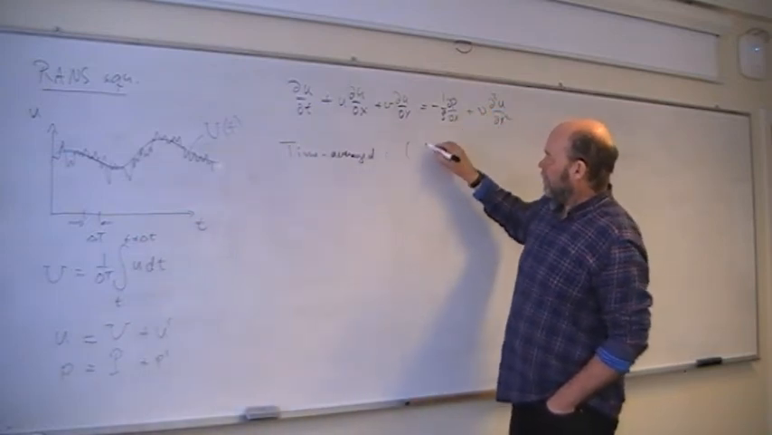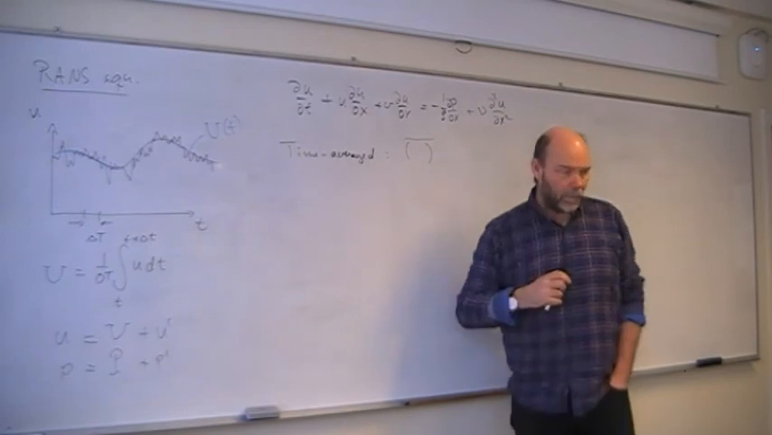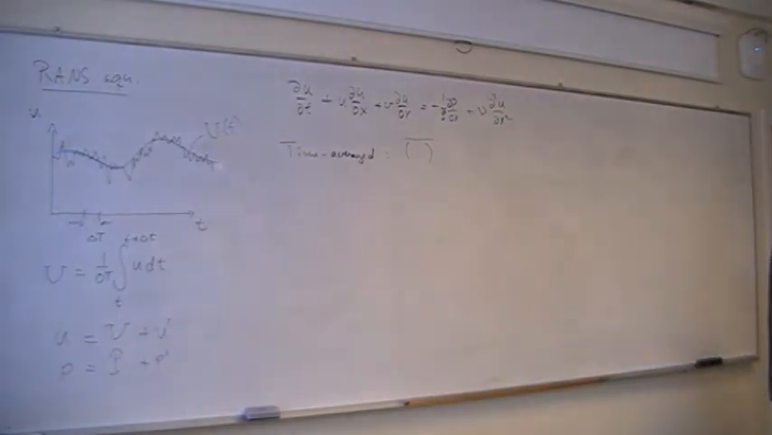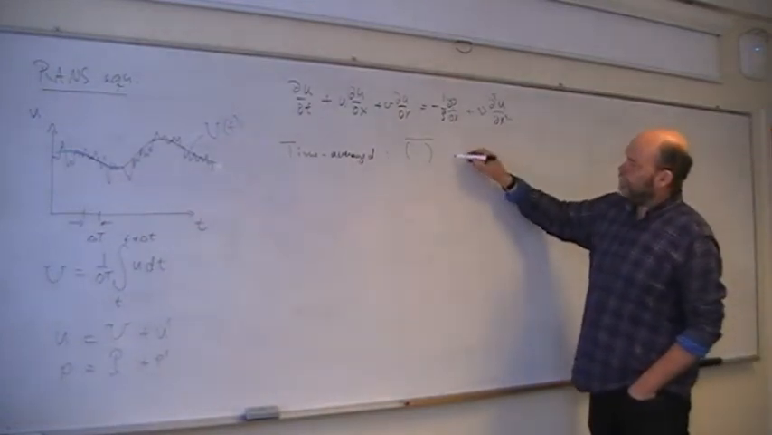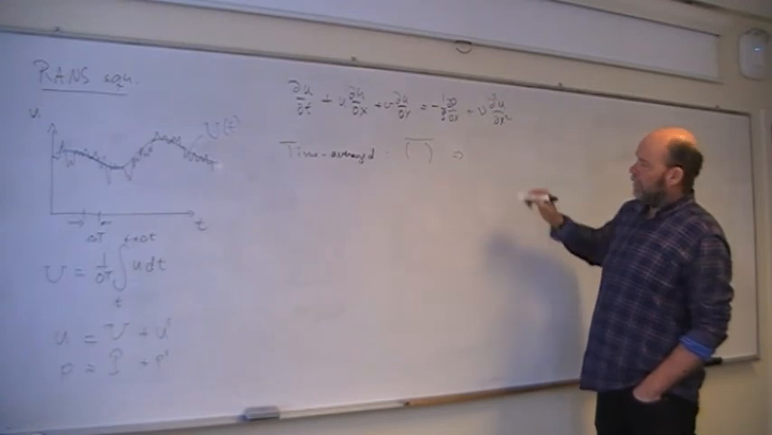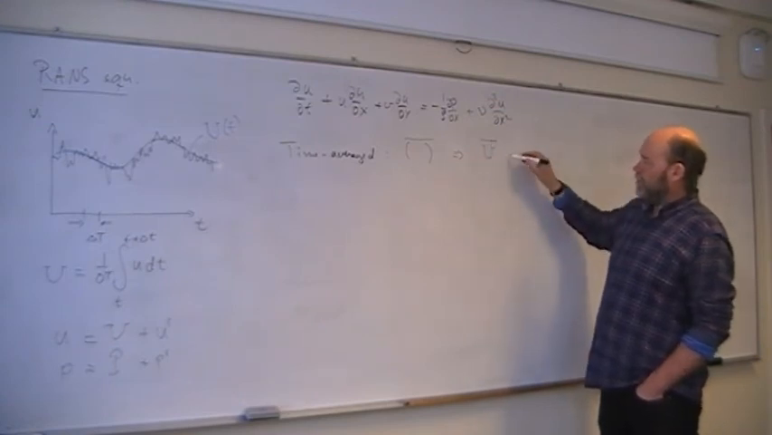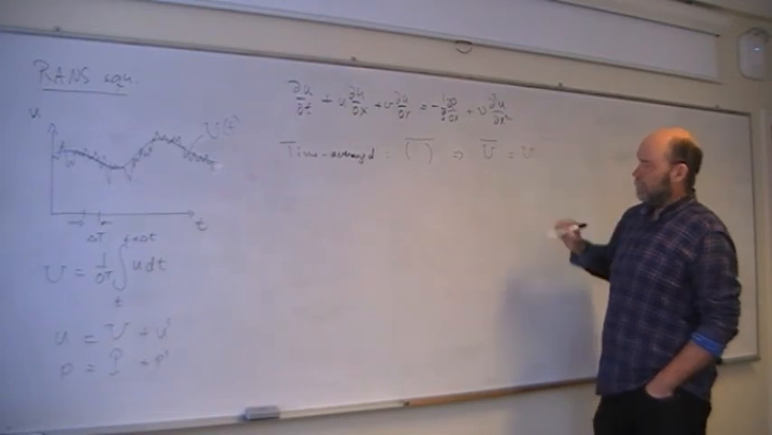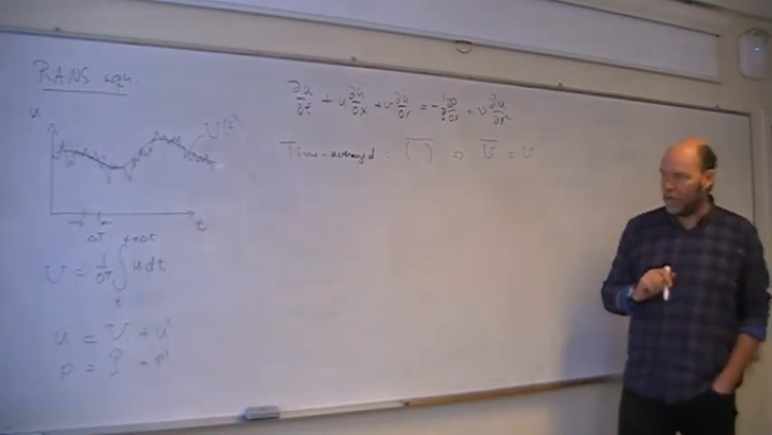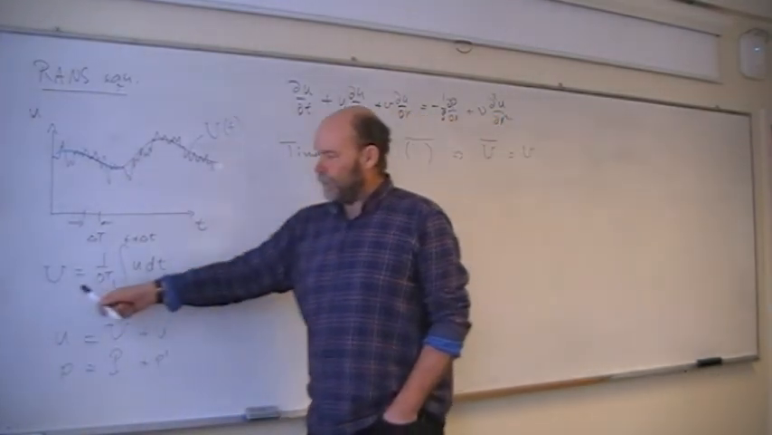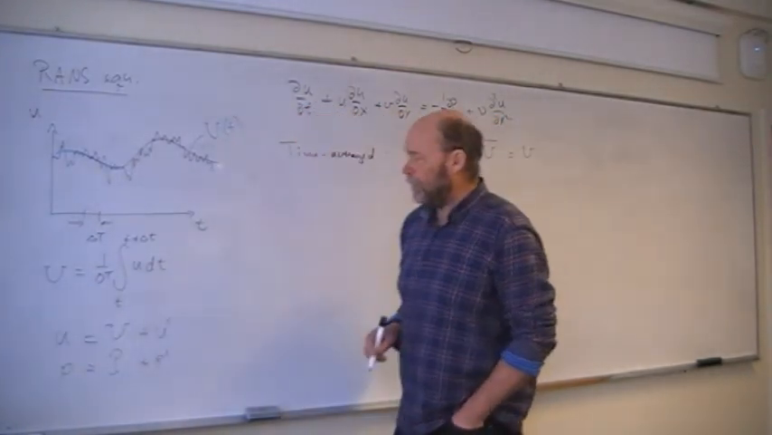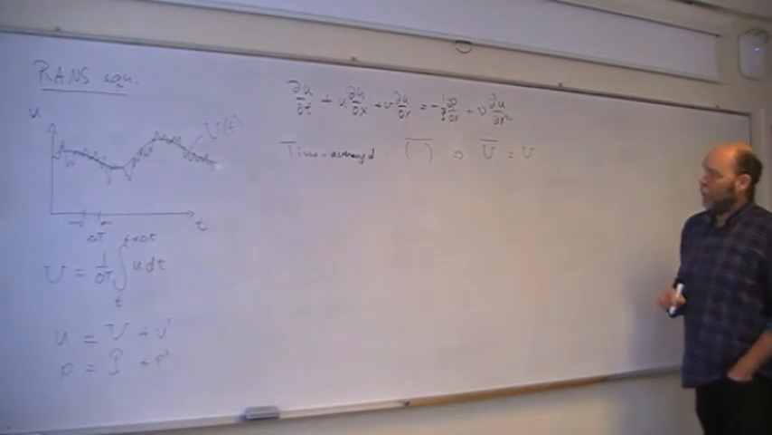When you have a quantity, you just put a bar on top of it. That means we time average it. That means if I take the large U and take a time average, nothing changes. It will be the same. I mean, that's sort of the definition for the mean velocity, or the mean pressure for that matter. It doesn't change at all.